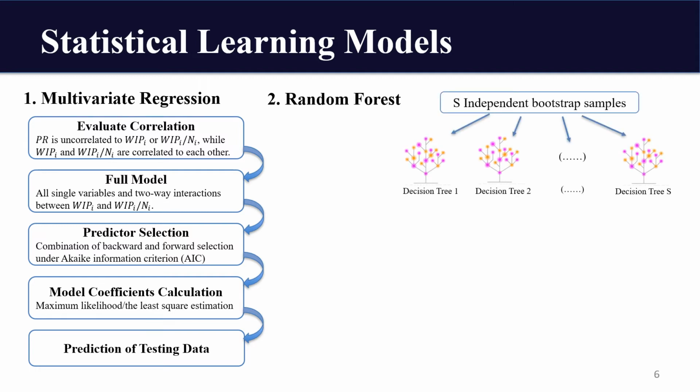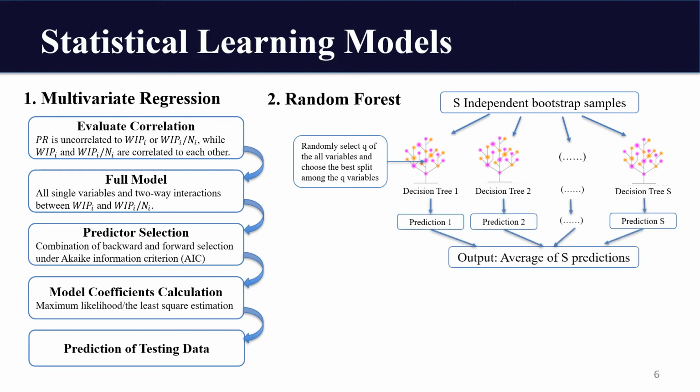The basic construction is as follows. Suppose we want to grow a forest of S decision trees. Then we grow each tree on an independent bootstrap sample from the training data. At each node, randomly select Q of all the variables and choose the best split among the Q variables. Finally, we predict new data by taking the average of the predictions of the S trees.